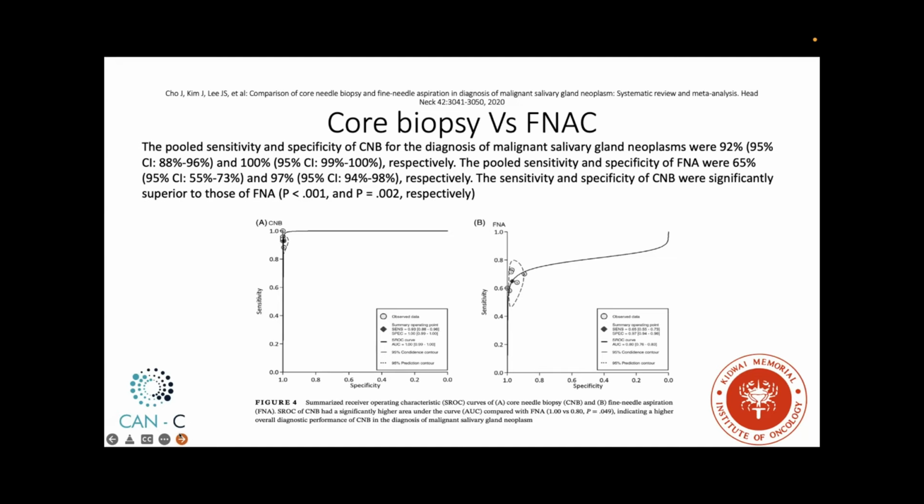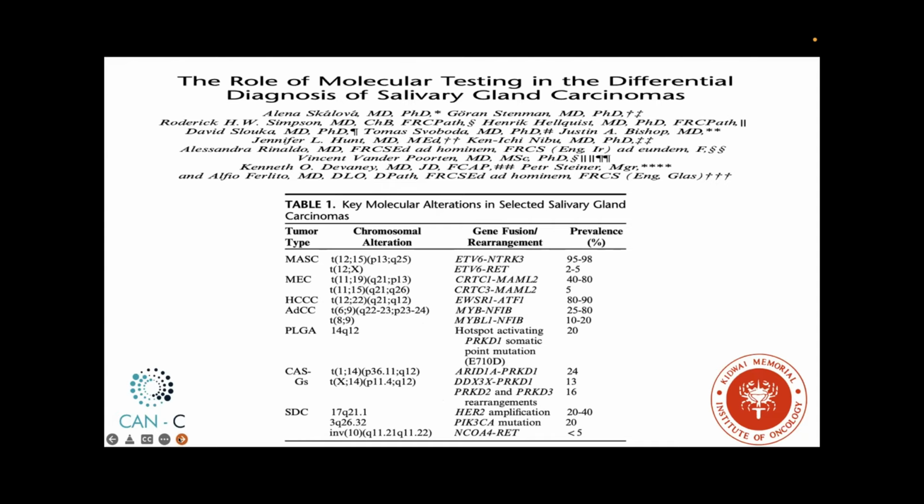Most often we will be able to make a tissue tumor diagnosis with either an FNAC or a core biopsy, but very rarely we do get into trouble, especially when there are dual cytological features like mucoepidermoid, where there are mucoid features and epidermal cells. So in these cases, core biopsy is extremely helpful, and very rarely molecular testing is used.